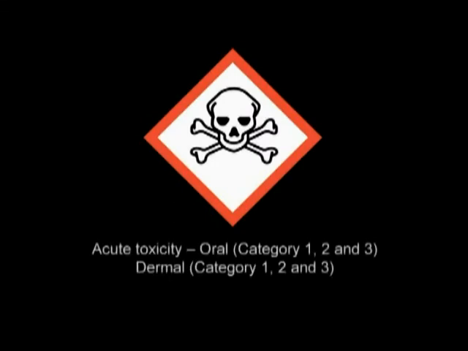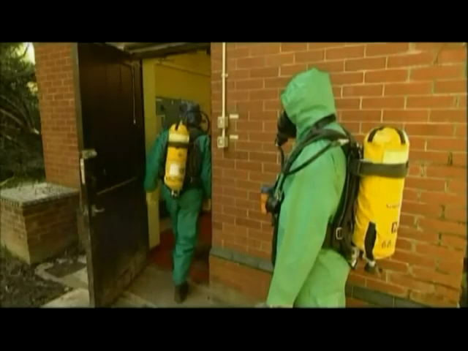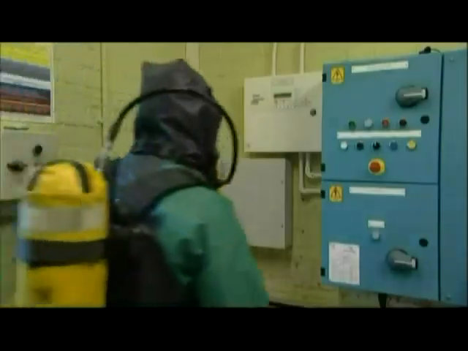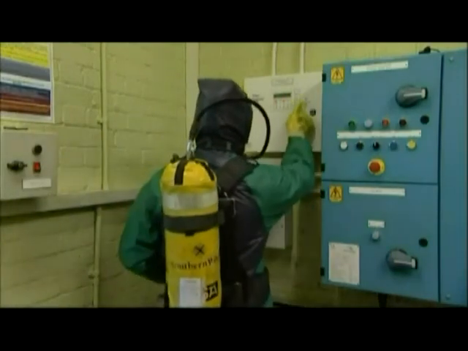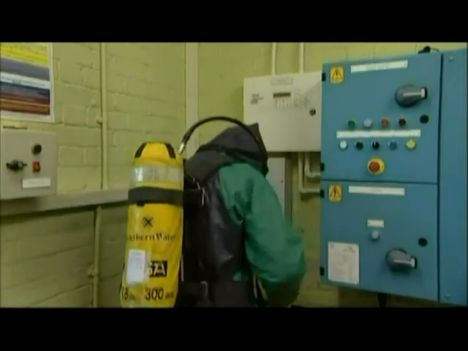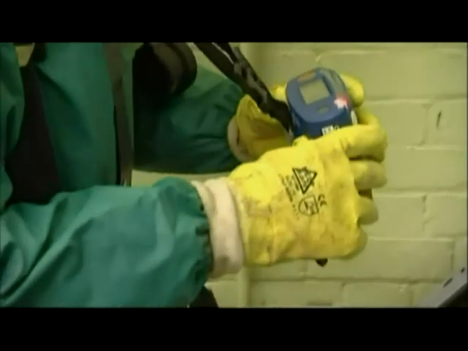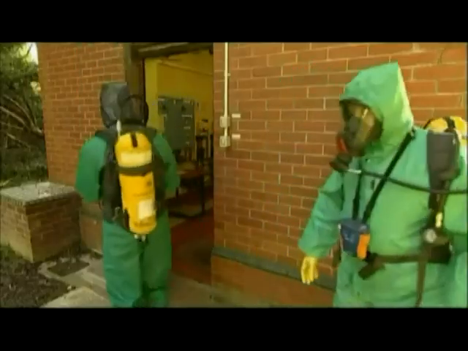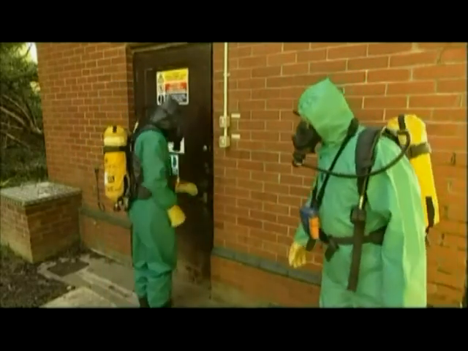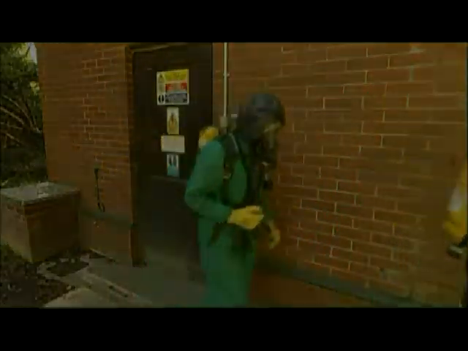Acute toxicity, oral, Category 1, 2, and 3. Dermal, Category 1, 2, and 3. And inhalation, Category 1, 2, and 3. These poisonous products are fatal, toxic, or harmful if inhaled, following skin contact, or if swallowed. Acute toxicity refers to effects occurring following skin contact or ingestion exposure to a single dose or multiple doses given within 24 hours, or an inhalation exposure of 4 hours.